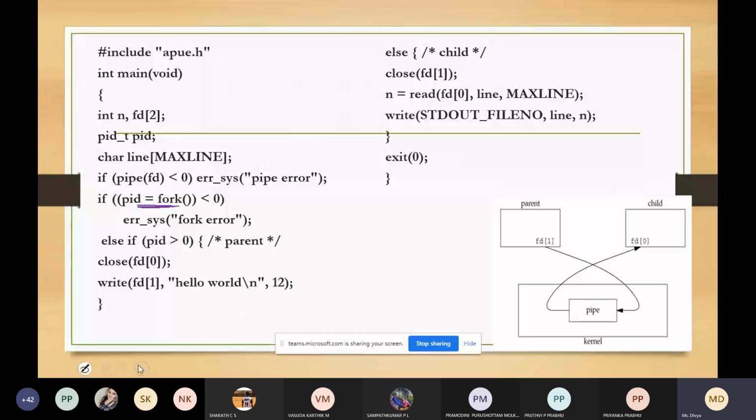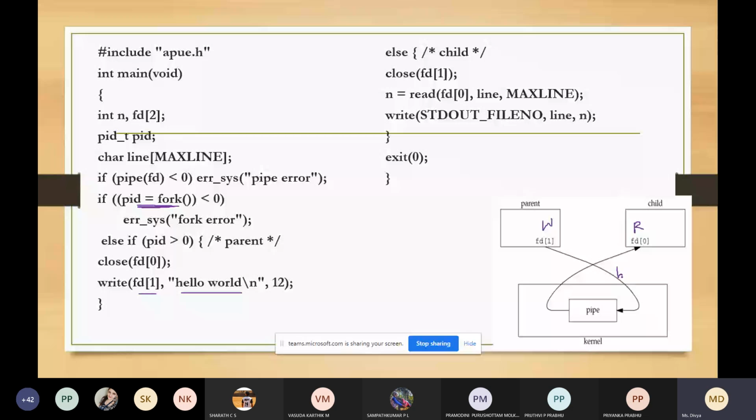There are two descriptors. This one is for write and this one is for read, correct? Now, using file descriptor 1, which is in the parent, you are writing the data. What is the data? I just write a simple "hello world" of length 12. You are writing this data.